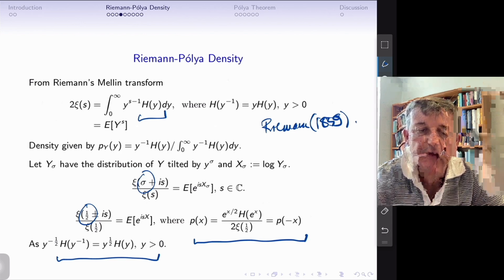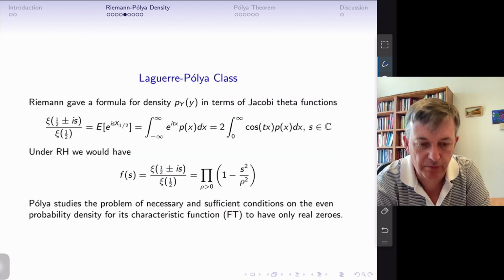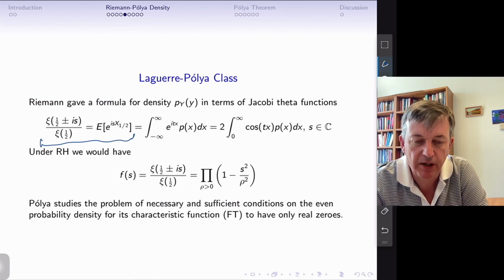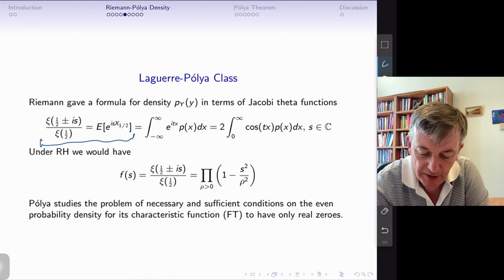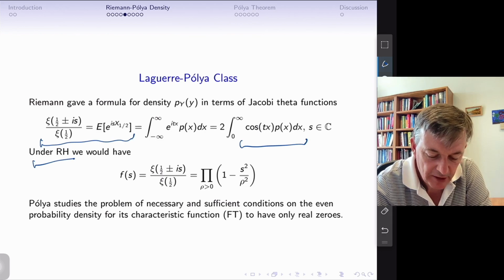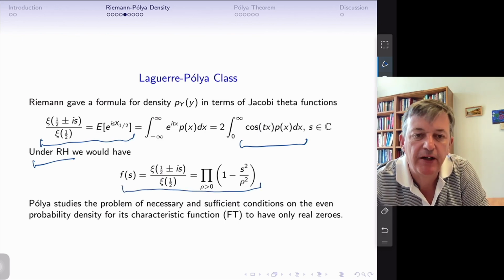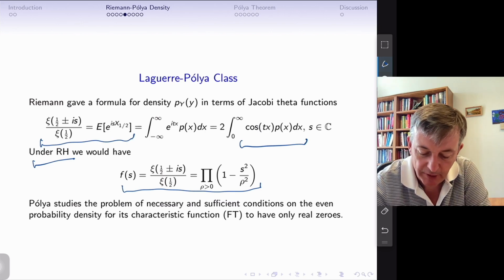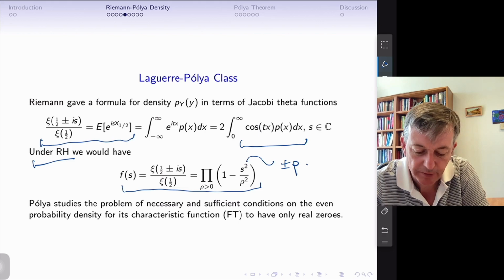Okay, so let's take that Riemann-Polya representation in terms of the Fourier transform. Because it's even, we can write an integral from 0 to infinity. And under the Riemann hypothesis, essentially what we're asking is, can we find a factorization of xi over half plus is in terms of a Hadamard product that looks something like this? So the zeros are essentially given by plus or minus rho. So does it have any real zeros?